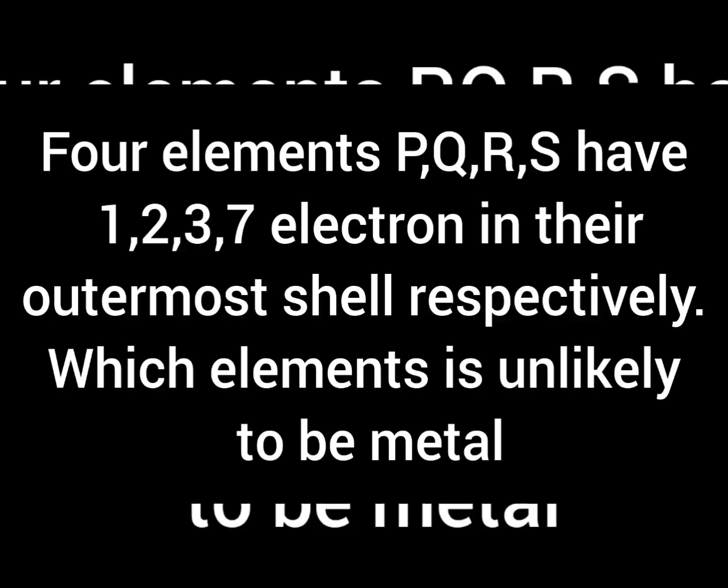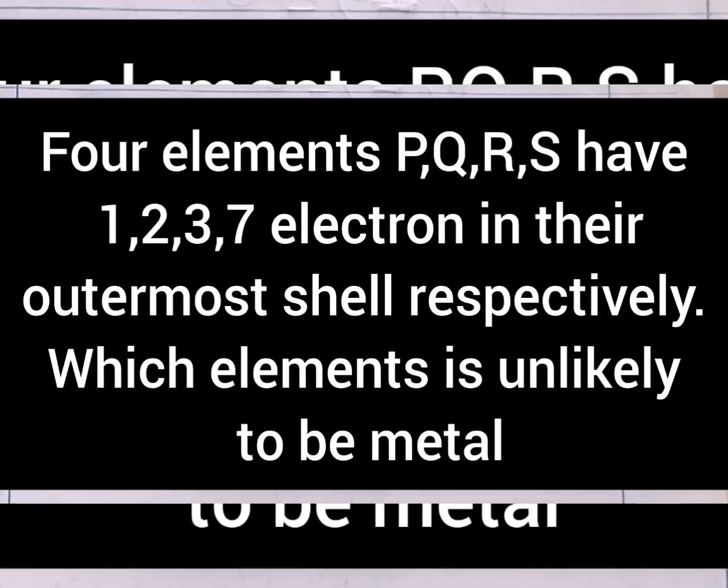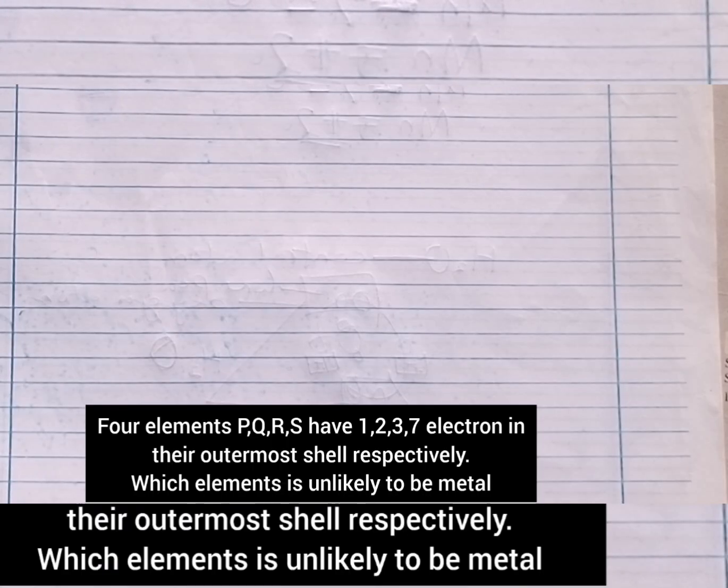4 elements P, Q, R, S have 1, 2, 3, 7 electrons in their outermost shell, respectively. Which element is unlikely to be a metal? Now, if you look at the question very well, we are told the number of electrons those elements have in their outermost shell. And I want you to take note of this.